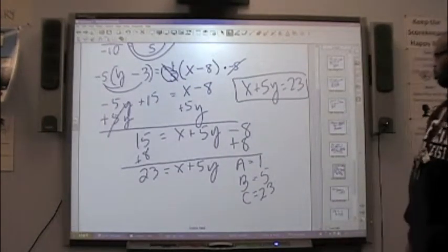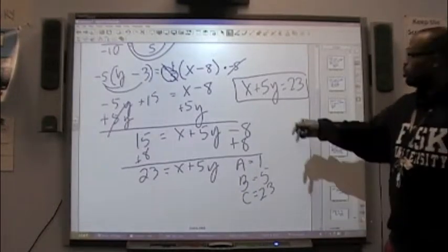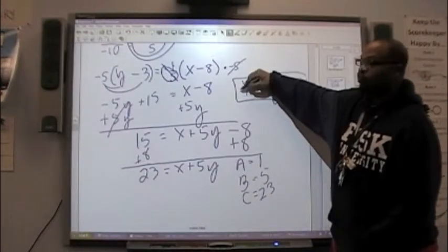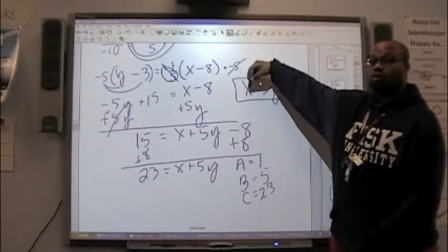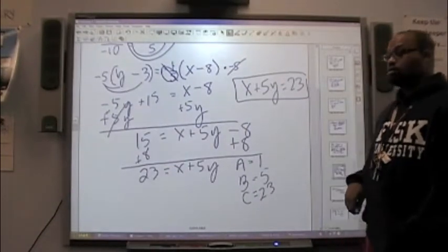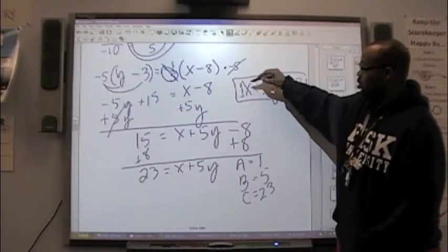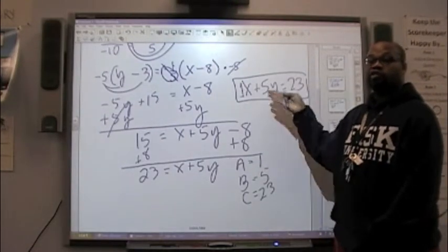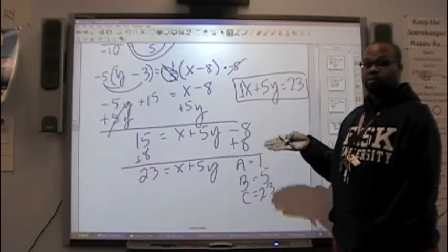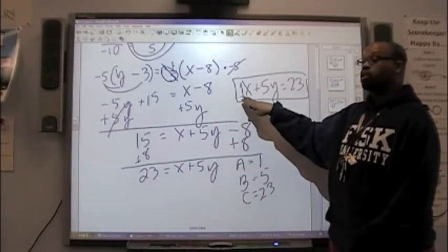Go ahead there, sir. I don't get how the a equals 1. Because it's the x. If you don't have a coefficient next to x, its implied coefficient is 1. So the coefficient to x equals 1. Well, we don't know what x is. x follows that linear pattern, so x has multiple values. But the coefficient to x is 1.